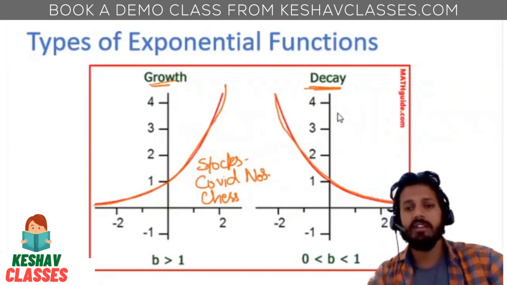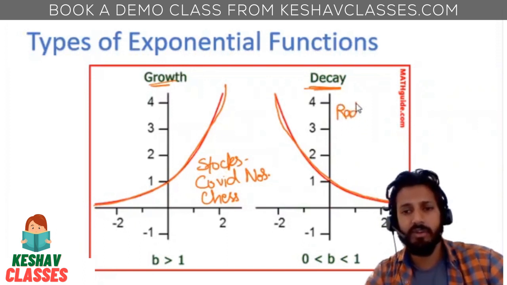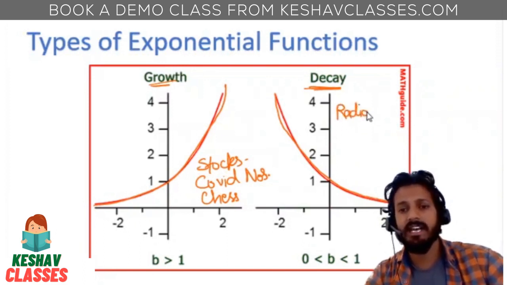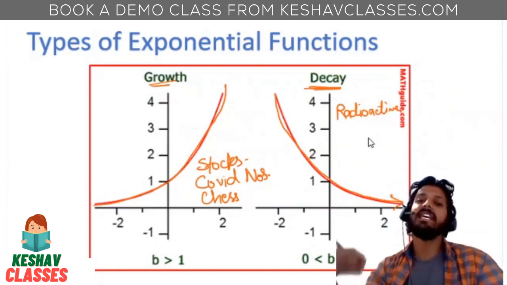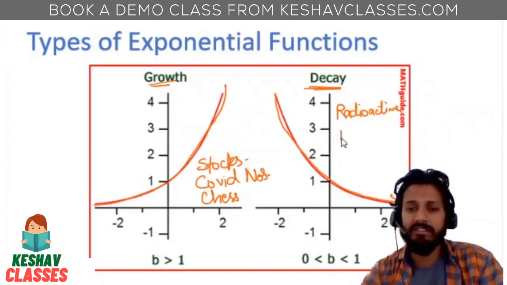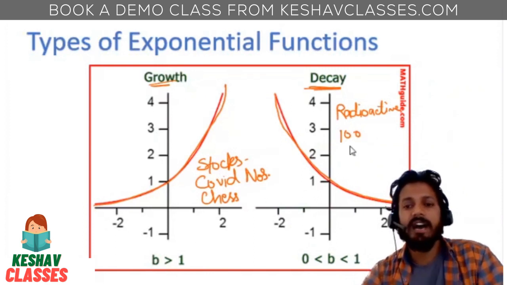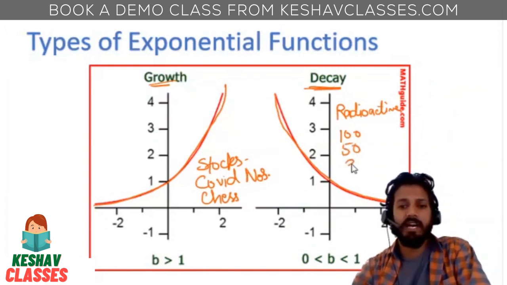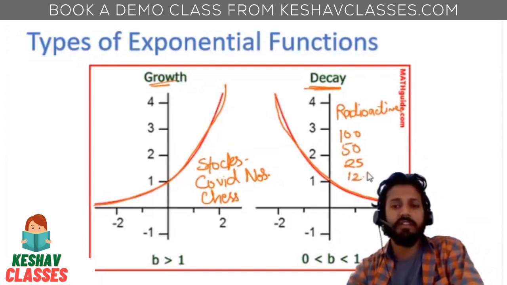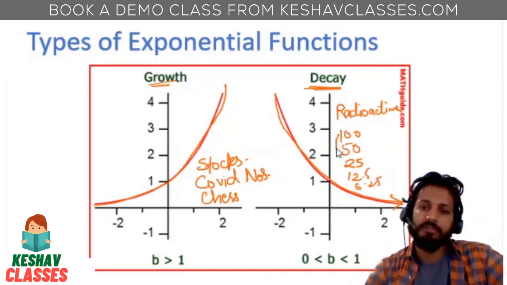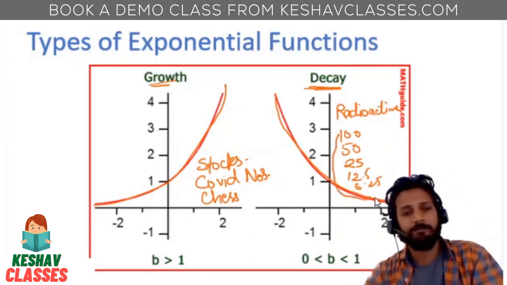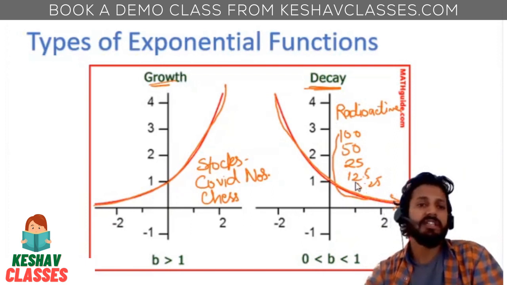For example, let's say you have a radioactive material. If you have studied physics in high school, you might have read about radioactive compounds. They decay themselves. So let's say you have 100 gram of radioactive compound. After 1 day, it would be 50 gram. After 2 days, it's going to be 25, then 12.5, 6.25. It's decreasing to half of the original amount every day. These are called exponential decay functions.